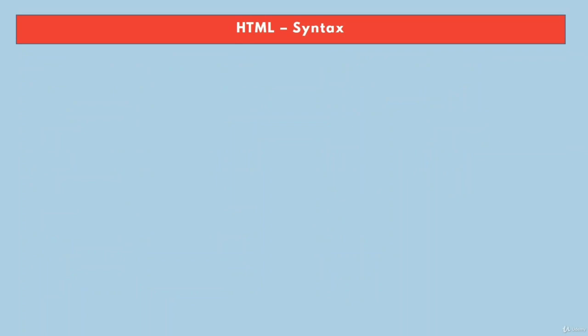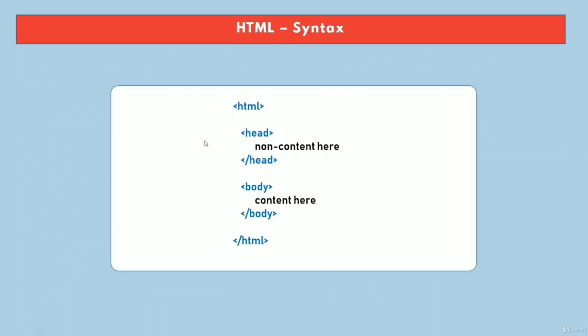Now coming to the syntax of HTML. Here, three tags we have to use mainly: HTML, head and body. Here the HTML program is starting. Here the HTML program ends. Slash is the indication of the closing tag. In the middle, we can write non-content and content information. Non-content is present inside the head tag. Content information is present inside the body tag.